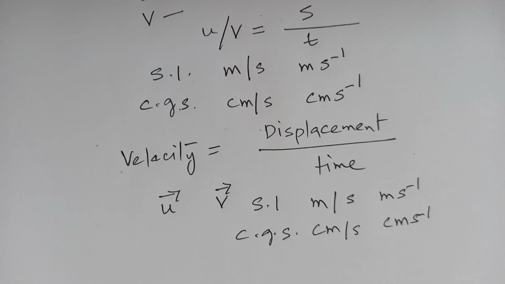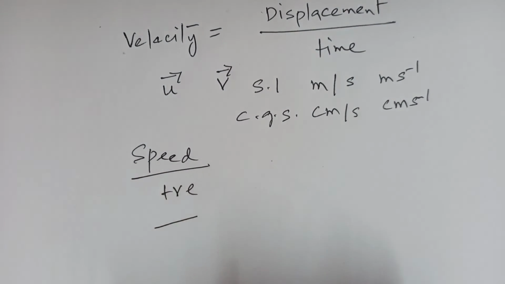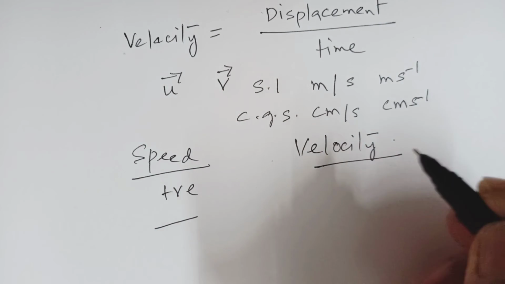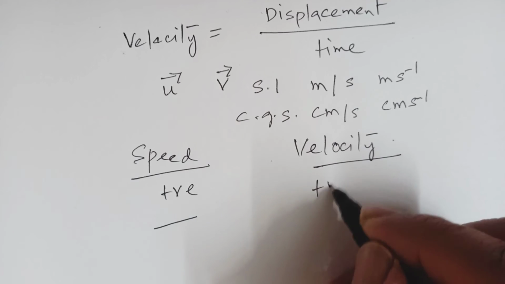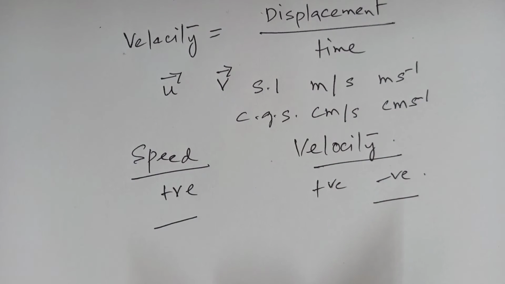Okay. Now, another thing that we have to learn is that speed is always positive, whereas velocity can be positive, it can be negative, and it depends upon the direction of the motion.